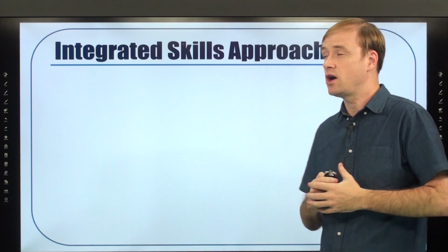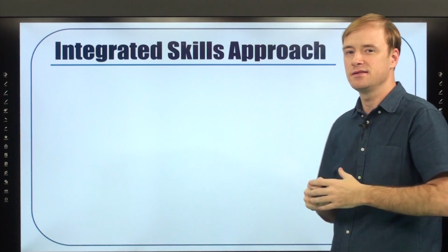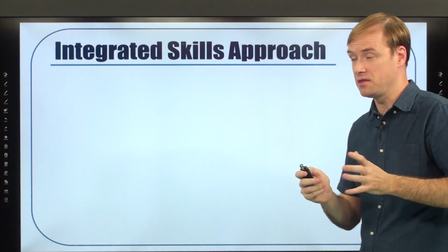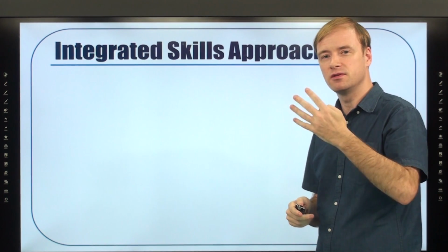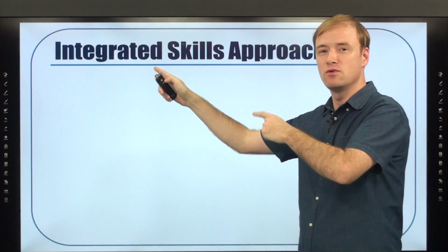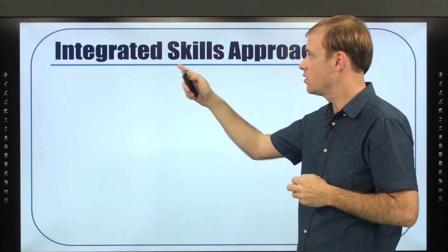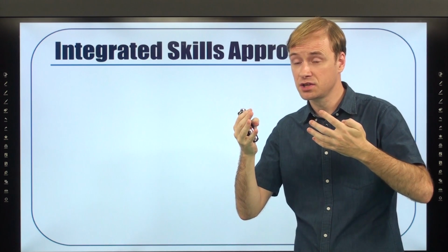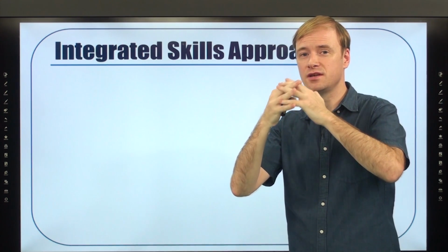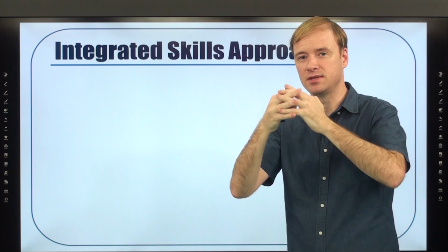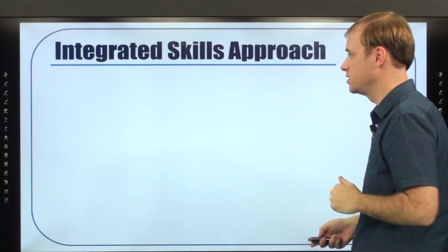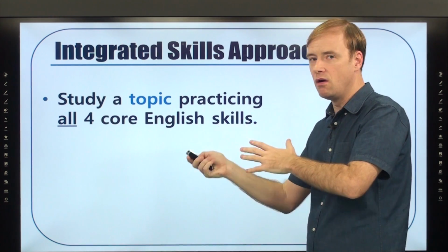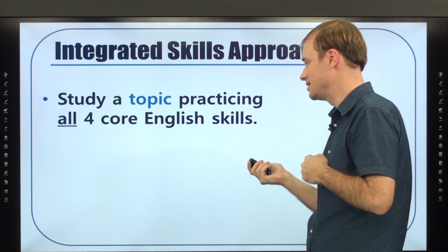Now I'm going to teach you how to use the integrated skills approach. Approach means it's a method, okay, and it's a good method. Skills, we're talking about the 4 skills, and the key word, integrated. Now what this means is we're taking the 4 skills, and when we study English, we're studying all 4 skills together at the same time. All right? Let me explain more. So you should study a topic practicing all 4 core English skills.